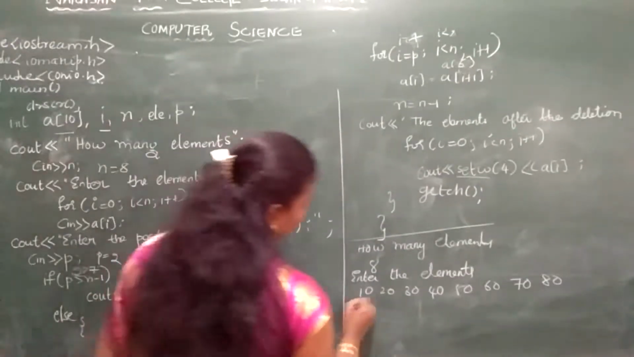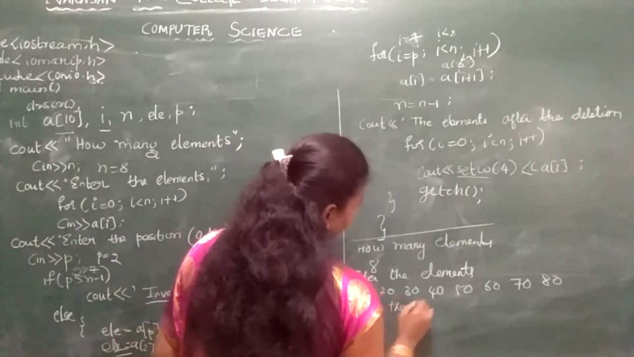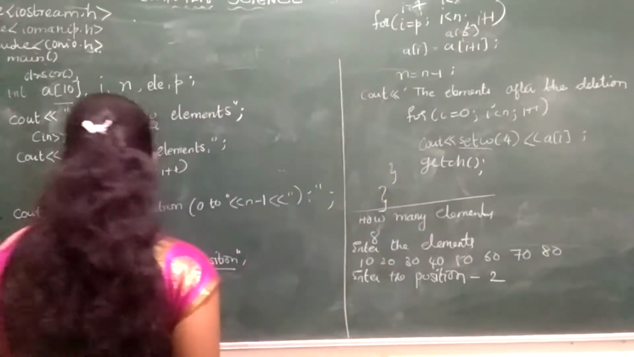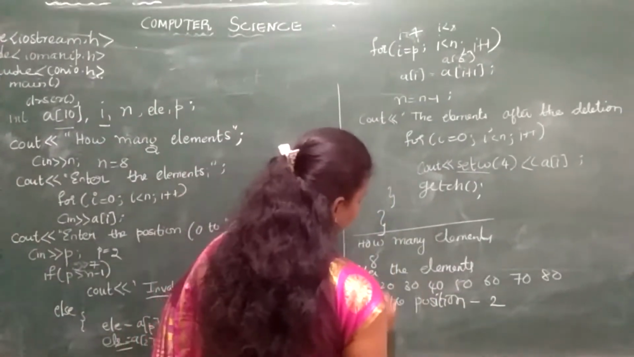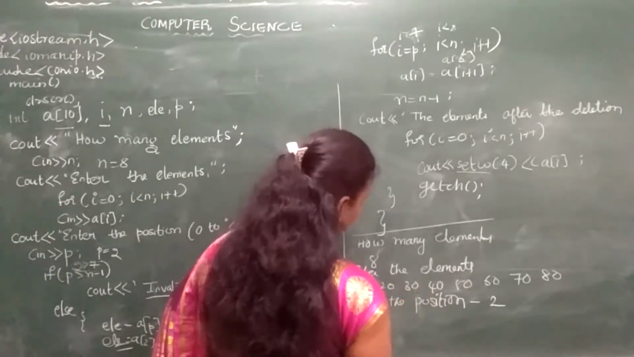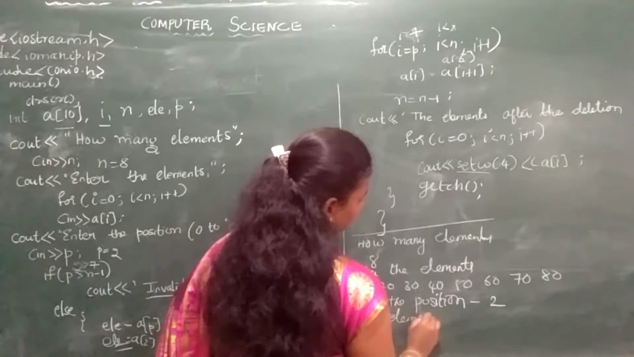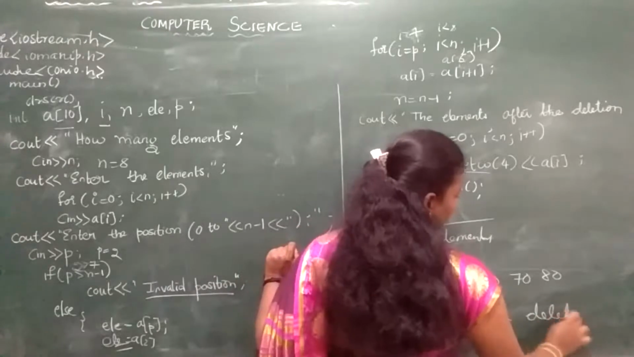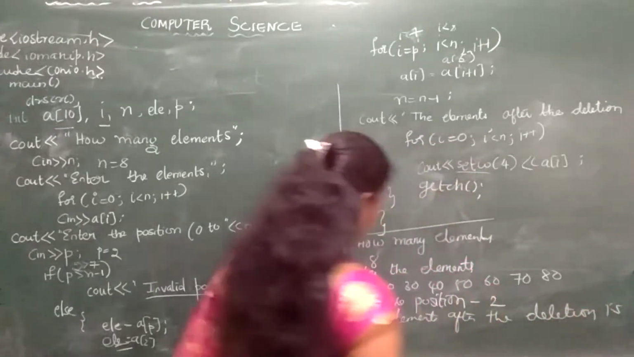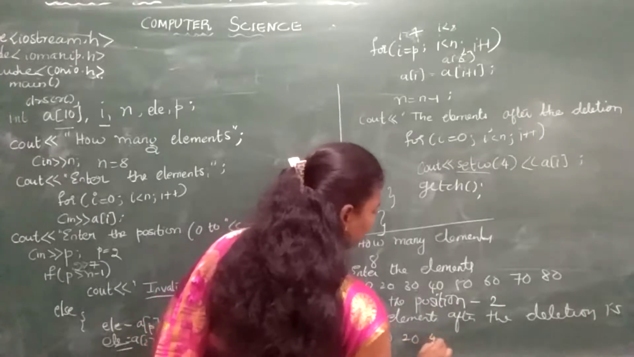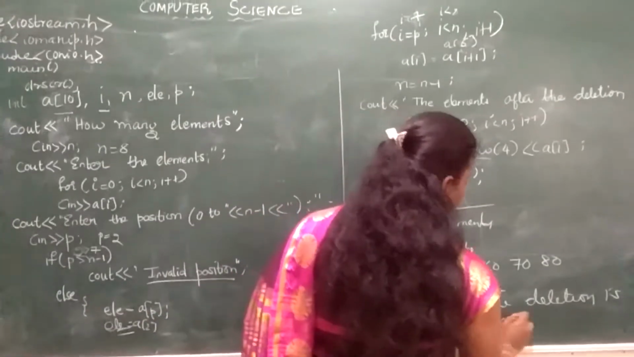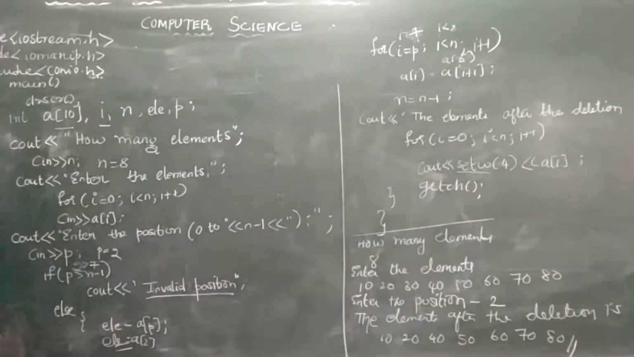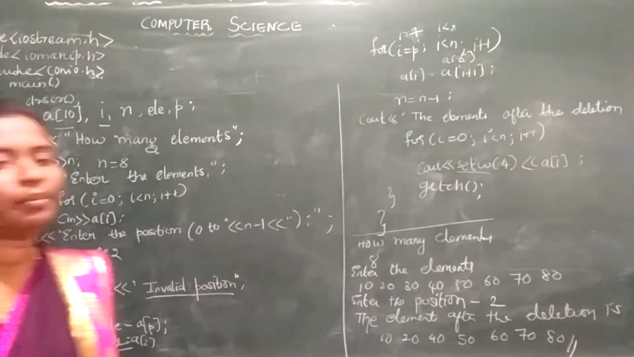Now enter the position. Imagine I have entered the position as 2. So 0, 1, 2. At position 2 what I have is 30. So the elements after deletion are 10, 20, 40, 50, 60, 70 and 80. Okay, so this is your output. So this is the implementation of your algorithm, how to delete an element in an array.